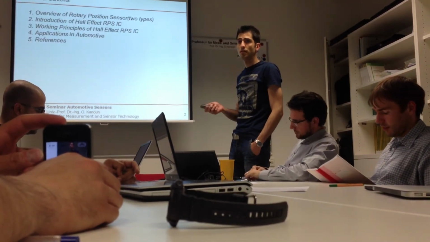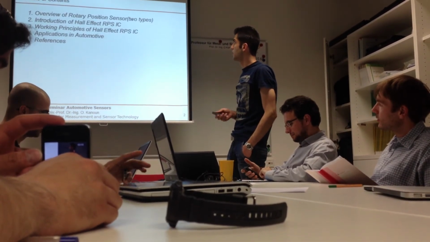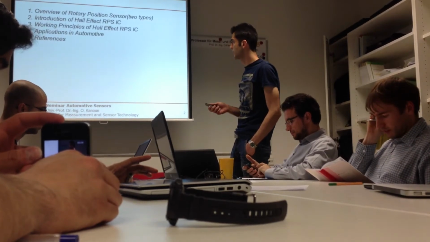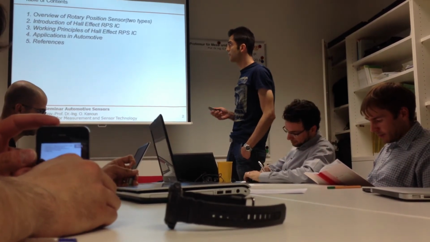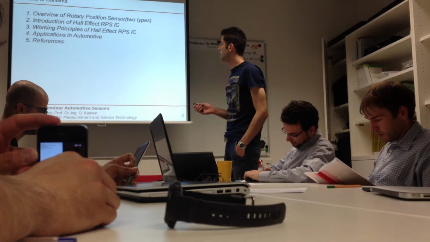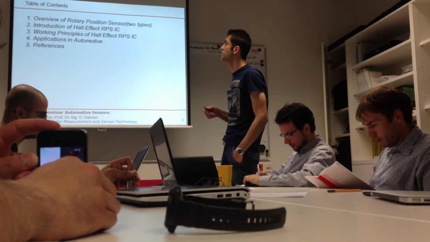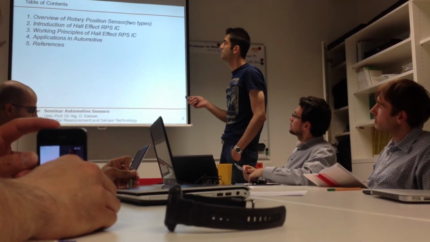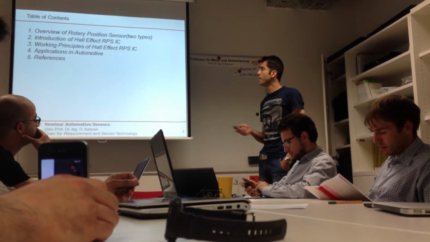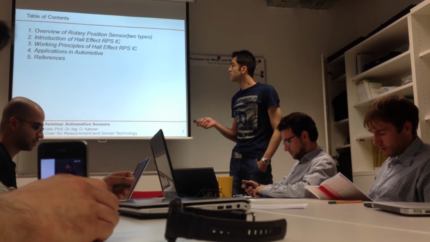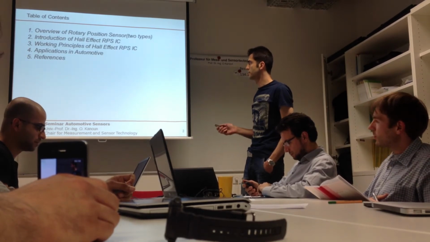Here we can see the table of contents. I will give you an overview of rotary position sensors, two types, contact and non-contact. Then I'm going to give you an introduction about a very specific type of Hall effect rotary position sensor IC. Then I will go a little bit through the details of the working principle of Hall effect rotary position sensor IC. Then I will mention some common applications of such sensors in automotive, and then references.